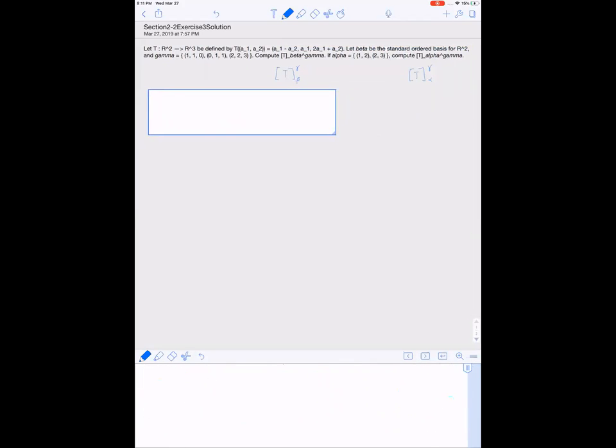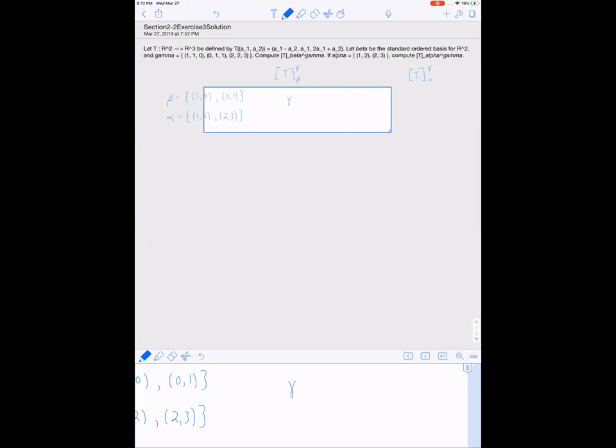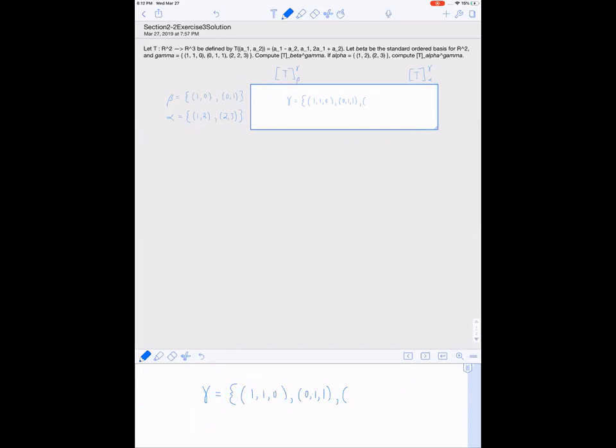So let's just organize our work. Let's write down the different bases so that we have them organized. Beta is the standard ordered basis for R2, so that's (1, 0) and (0, 1) as the two vectors. And then the other basis for R2 that we'll be working with is alpha, which is given in the problem: (1, 2), (2, 3). And then we're also given this other basis gamma for R3. Gamma is the set consisting of the vectors (1, 1, 0), (0, 1, 1), and (2, 2, 3).